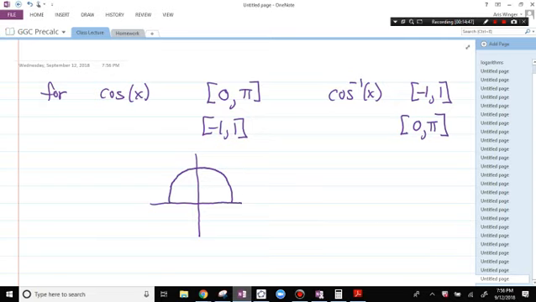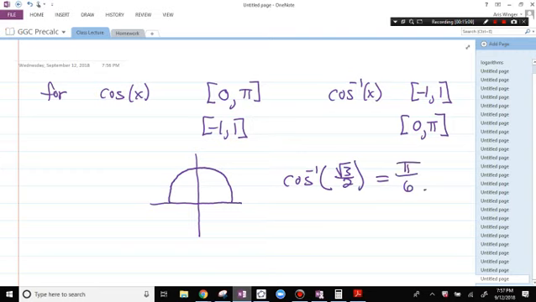Okay, so when I think about inverse cosine of the square root of 3 over 2, I'm looking again for an angle. I need the angle whose cosine is the square root of 3 over 2. What angle is that? Pi over 6 or 30 degrees for sure.